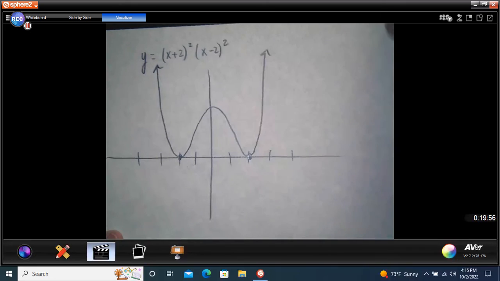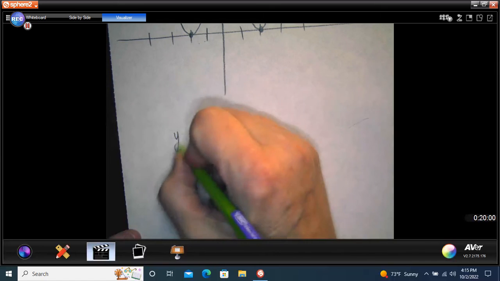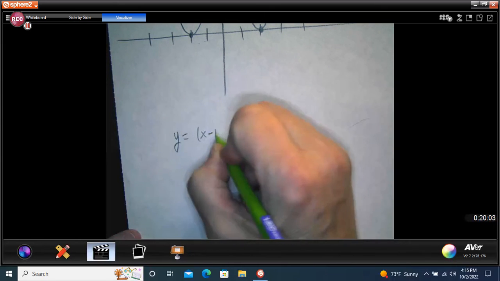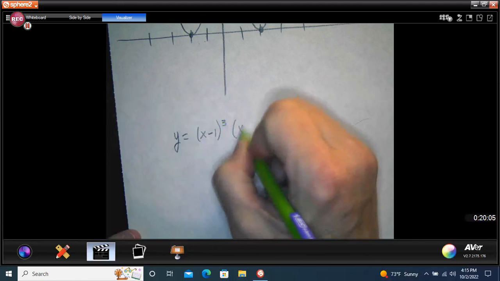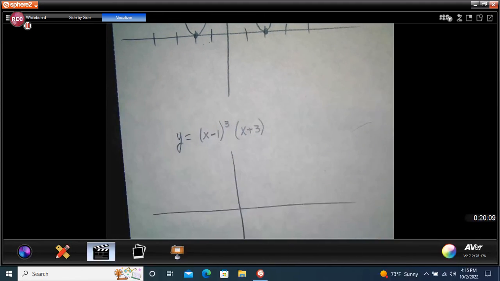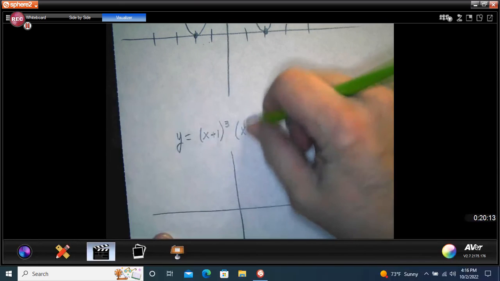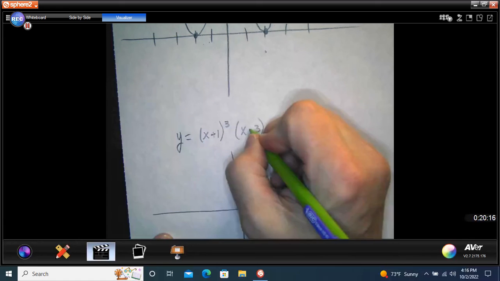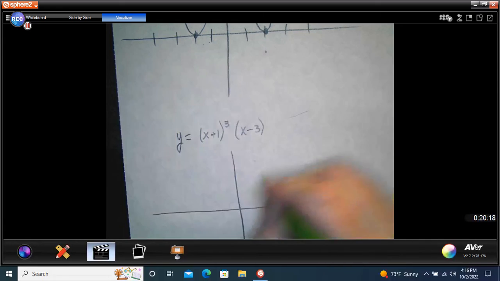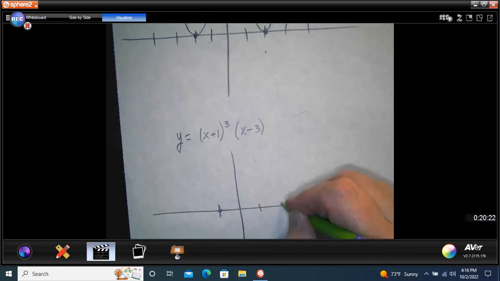The hardest one to draw for me is when there's a triple root and a single root, like y equals x minus 1 cubed times x plus 3. I do better with these going left to right rather than the other way around. So I have a triple root at negative 3 and then a root at 1, because that gives me 4 zeros, right?